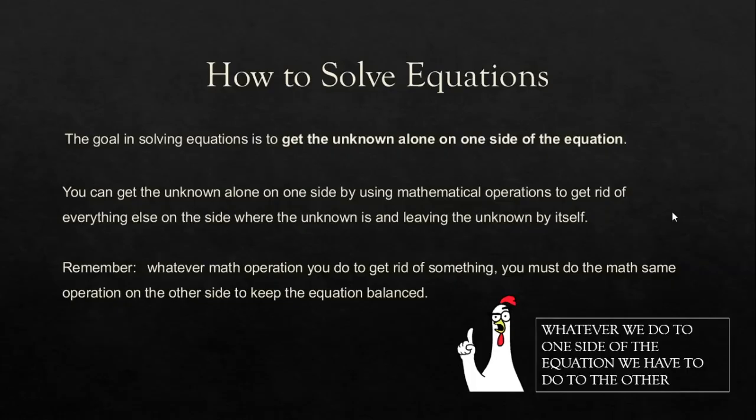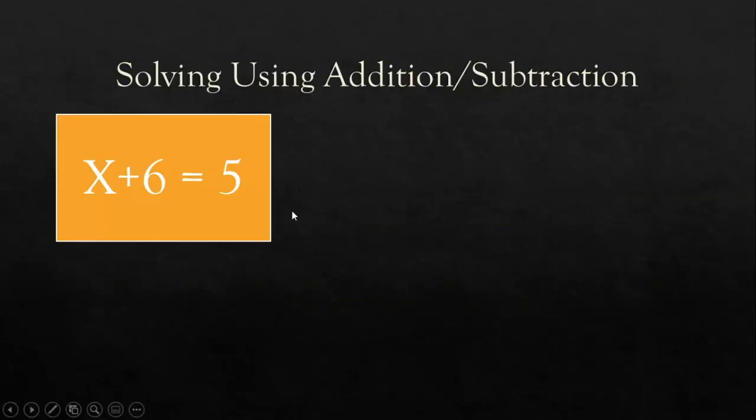The biggest thing to remember is whatever math operation we do to get rid of something on one side, we must do the exact same operation on the other side to keep our equation balanced. So we always say whatever you do to one side, you have to do to the other. I'll probably repeat this multiple times throughout this video, but that's the biggest thing to remember. Otherwise, if we don't, then we risk the integrity of the equation, or in other words, it's not going to be balanced anymore.